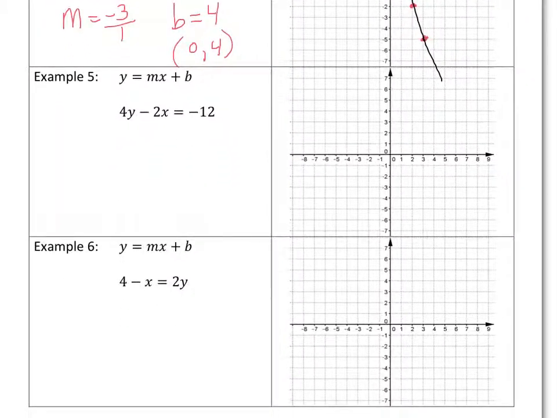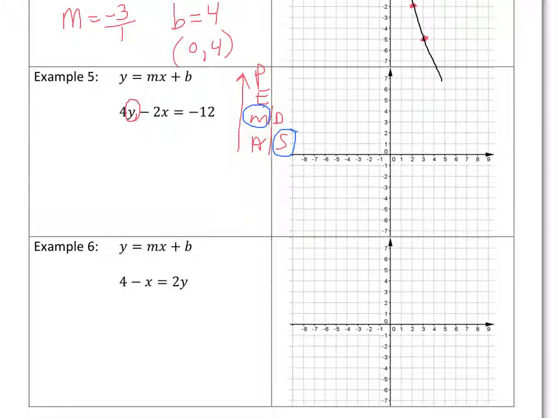Example 5. Well, we certainly don't have y by itself. Y is being multiplied by 4, and we're also subtracting 2x here. We need to get everything away from y. So remember, PEMDAS, we are isolating y. We're trying to get this y all by itself. And y is being multiplied by 4. But we're also subtracting here the 2x. So we're at this level. We want to undo these operations from the bottom up.